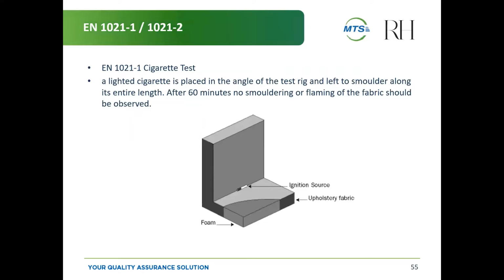And here, the cigarette test is being performed. You can see the ignition source, the image pointing to it. You've got the foam. This also has the upholstery fabric on it, and it's being left to smolder for 60 minutes. And after that, there should be no smoldering or flaming for it to be passing.